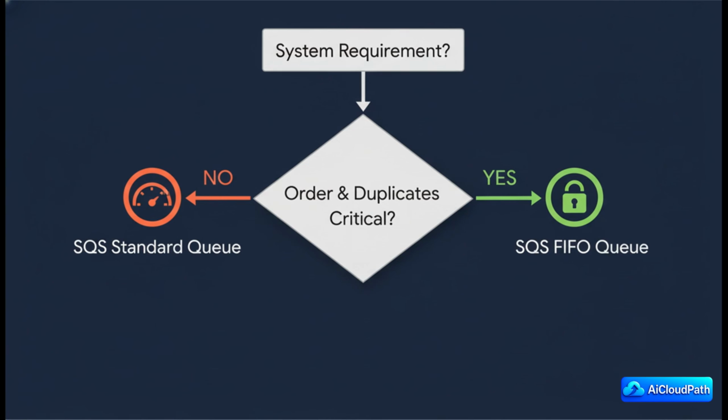So here it is, your simple rule of thumb. Just ask yourself two questions. One, does the order of these messages absolutely matter? And two, would a duplicate message completely break my system? If you answer yes to either of those, you need a FIFO queue, period. For pretty much everything else, decoupling services, processing image uploads, sending out email blasts, the massive scale and throughput of the standard queue is going to be your best friend.